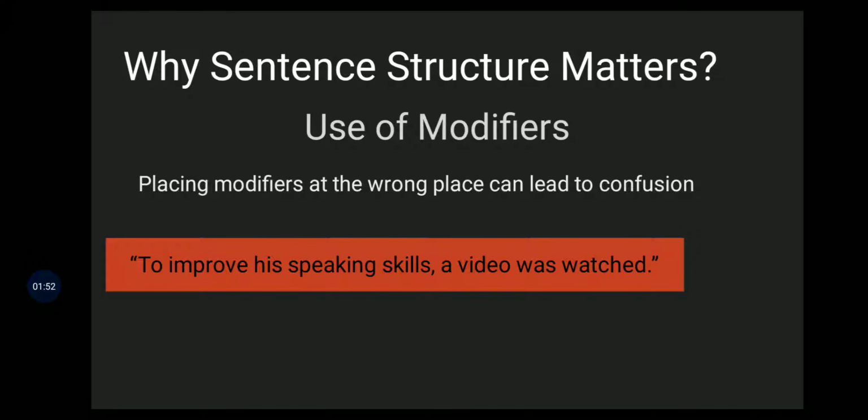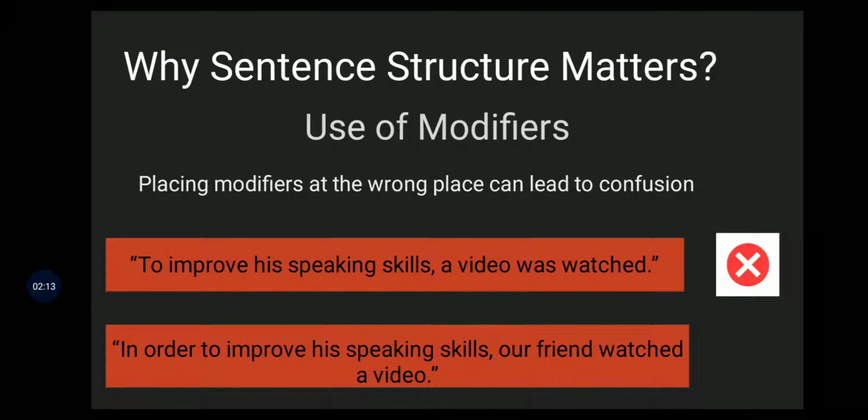To improve his speaking skills, a video was watched. So this particular statement here does not clearly state as to who watched the video. So these kind of sentences are not accurate and will not correctly imply what the meaning is. So a better way to write this would be, in order to improve his speaking skills, our friend watched a video. So if the sentence is modified in this manner, it is quite clear that our friend was the one who watched the video. So this is a perfect way of writing a sentence accurately.